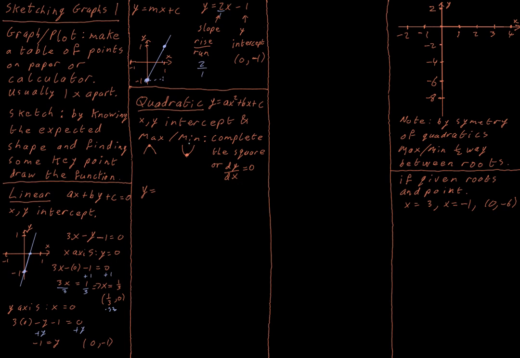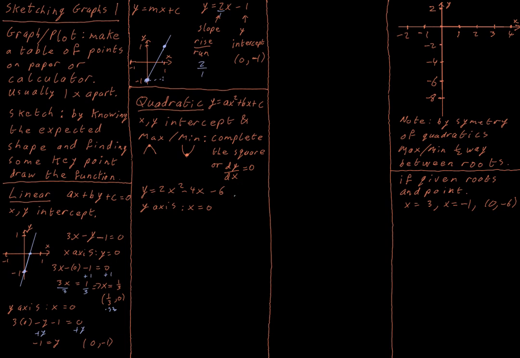And we have two ways of finding the max or min. We can complete the square, or we can use calculus and set dy/dx, the slope function, equal to 0. We must know both methods. This is not an either-or. We have to know both. So if we have our quadratic example, I'll write it in.